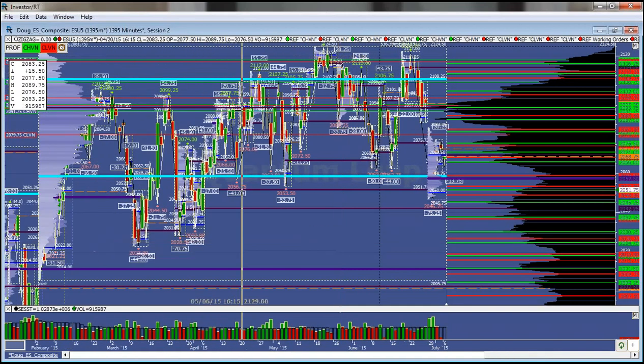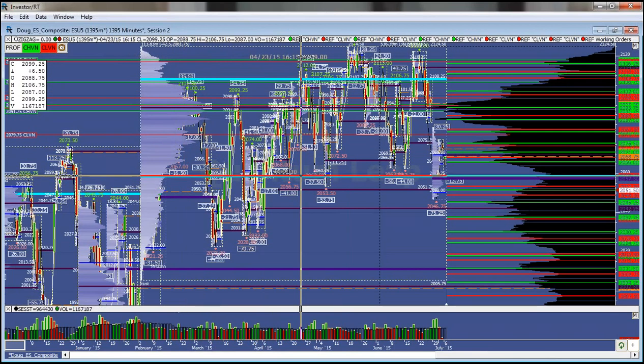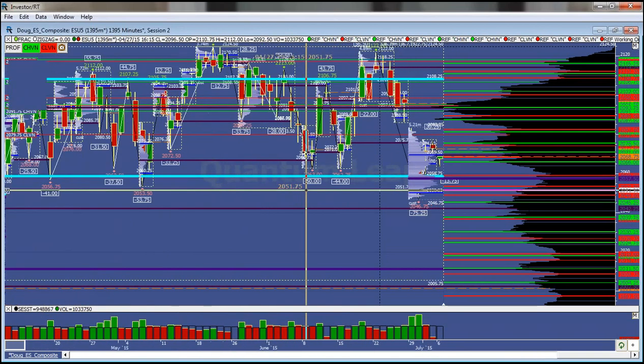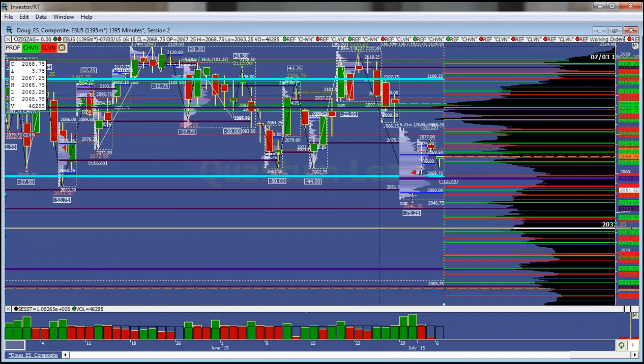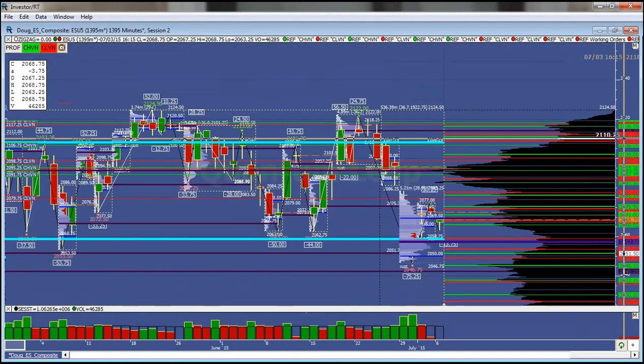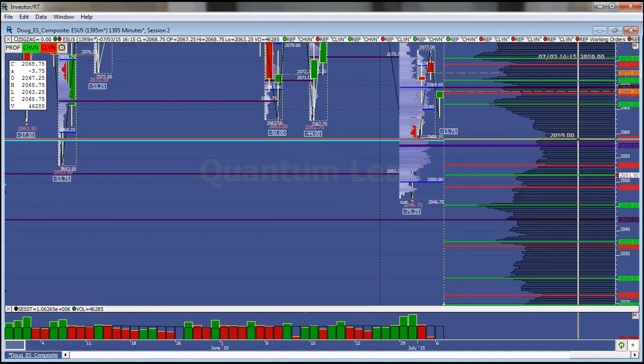So we've been in this balance area for quite some time. We've now broken below the microcomposite value area low. That goes from the beginning of February till now. The value area low is 2058.75, right below that 2059 CLVN.